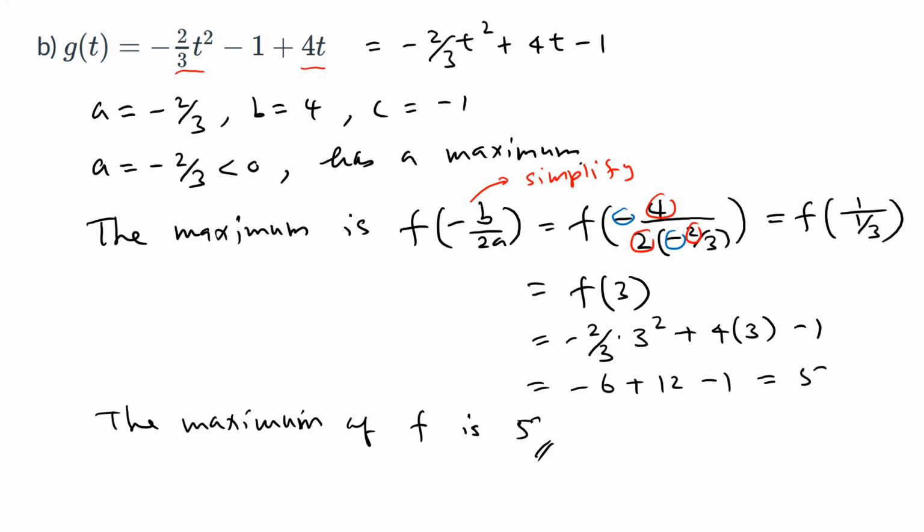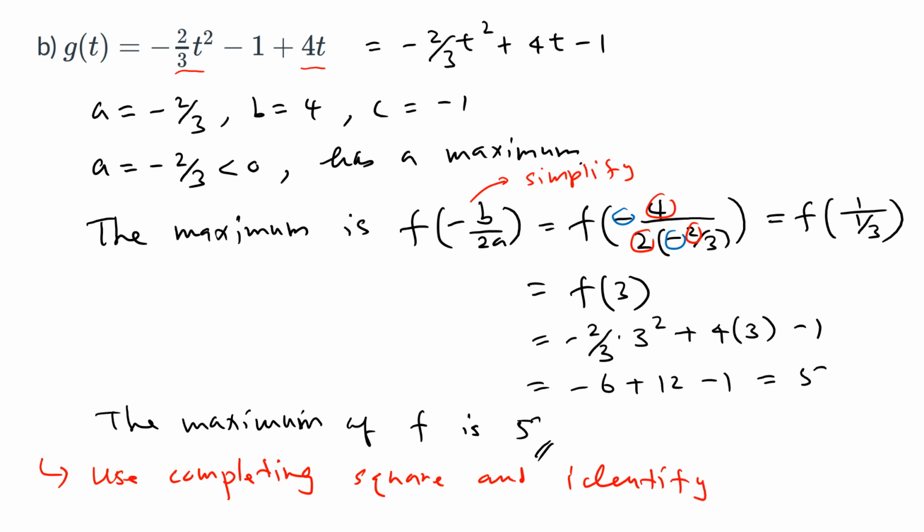And also you can do a problem like that using the completing the square method, because once you complete the square, you go for the k value, and that's the maximum. So use completing the square, that's another method, and identify the k value. So that's the value you get. Okay, that's how you solve a problem like that. So let's go to the next problem.